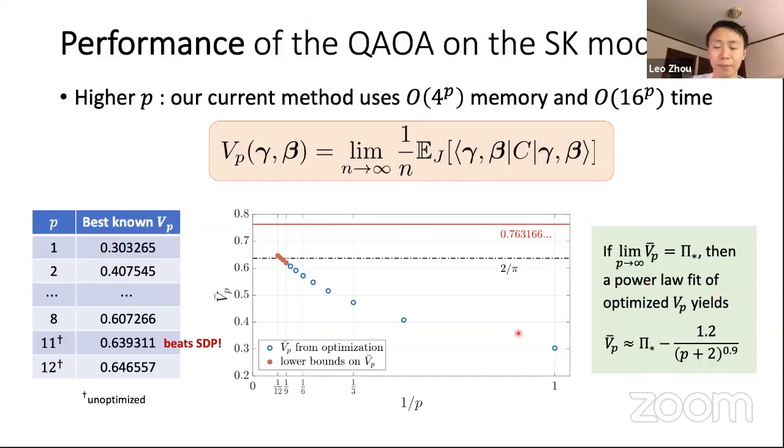Then you can, for example, try to fit a power law function. And if we try to do that, we estimate that, roughly speaking, the approximation ratio approaches 1 roughly as a function of 1 over P to the 0.9 power.